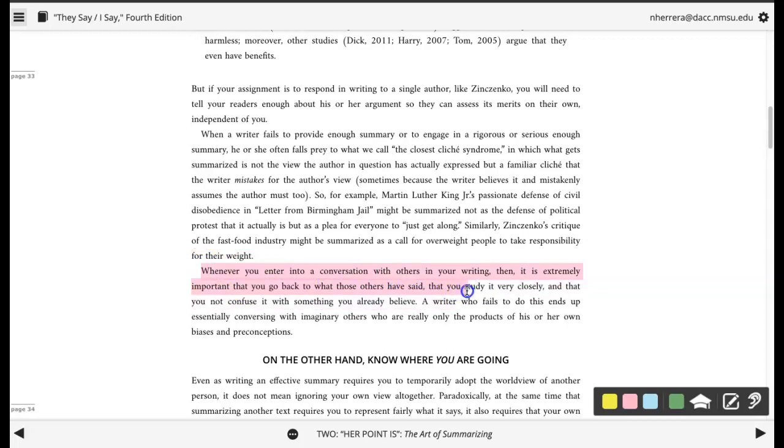So, again, when you enter a conversation, it is extremely important that you go back to what others have said, that you study it very closely, and that you do not confuse it with what you already believe. So again, you do not want to mix your own opinions with what the person is saying. And I'm going to highlight this because it's important.